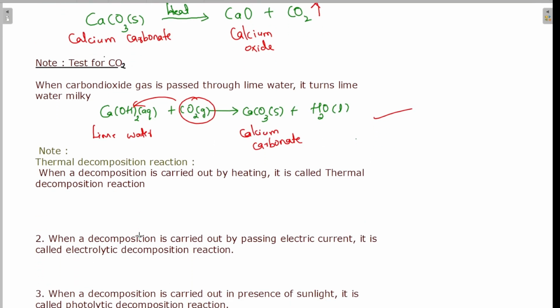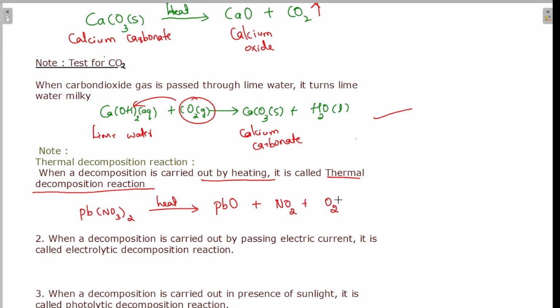Now we have learned that when the decomposition reaction is carried out by heating, it is called thermal decomposition reaction. One more example you can give: when lead nitrate is heated, there is a formation of lead oxide plus nitrogen dioxide plus oxygen. This is one more example of thermal decomposition reaction. You should balance the chemical equation here.